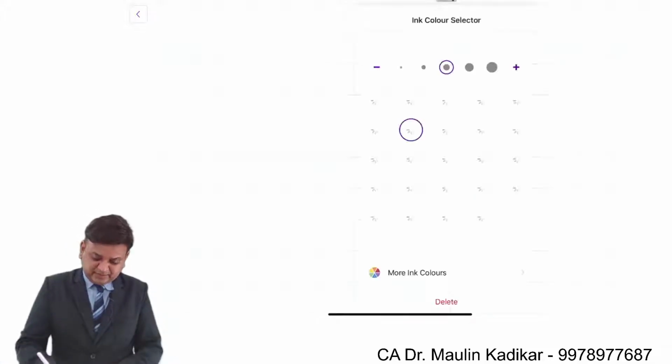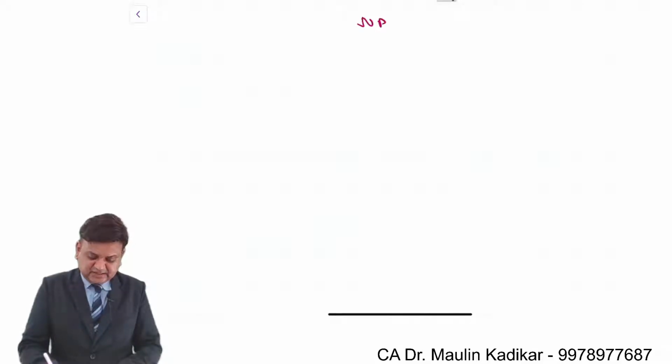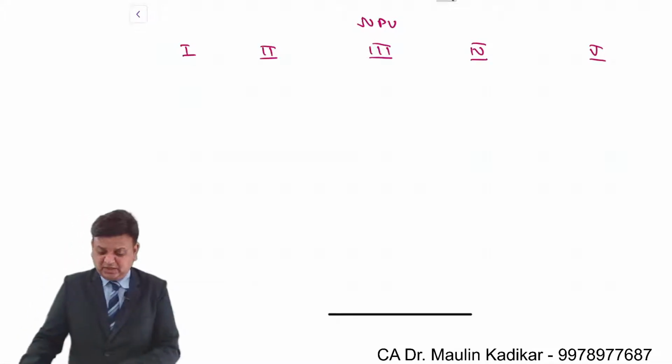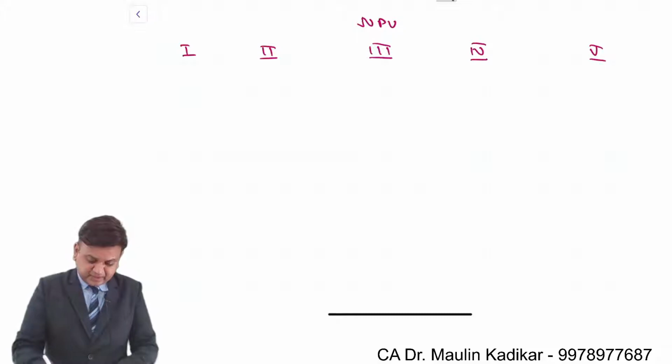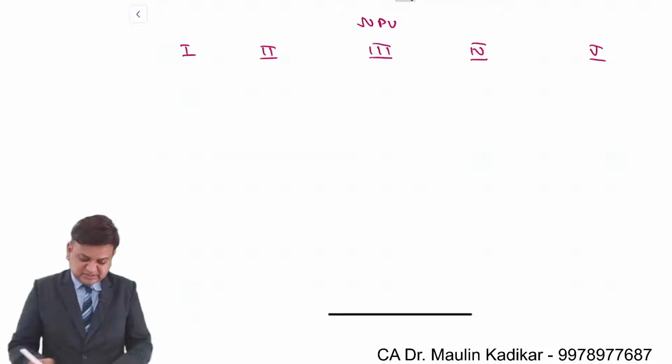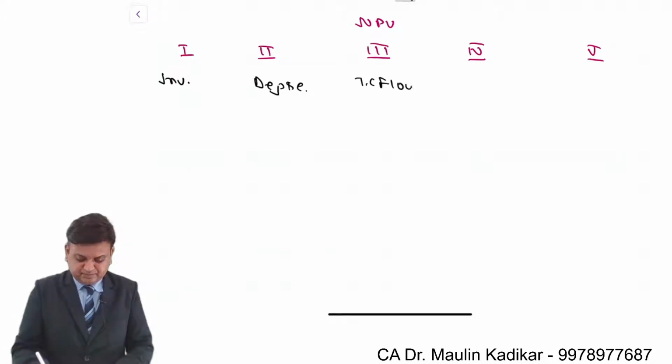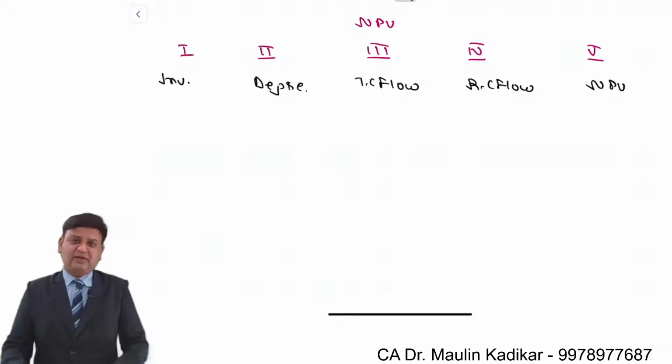Generally, for the purpose of NPV calculation, I suggest students adopt 5 steps for decision making. Don't write anything, let me explain to you. Step number 1 would be the investment. Step number 2 would be depreciation. Step number 3 will be terminal cash flow. Step number 4 is recurring cash flow. And step number 5 is NPV. These are the 5 steps that we have.